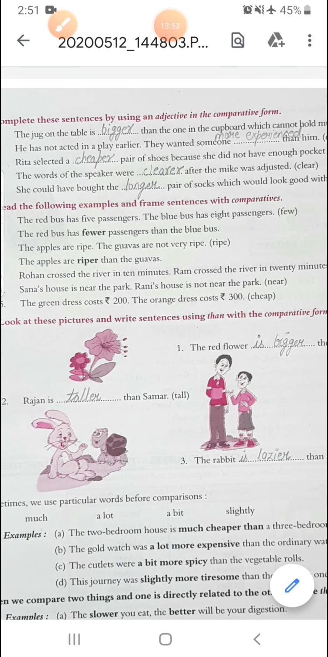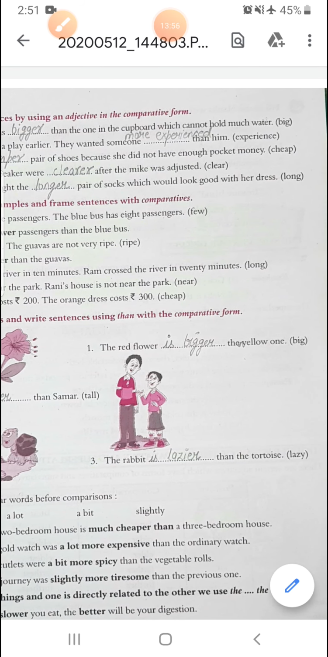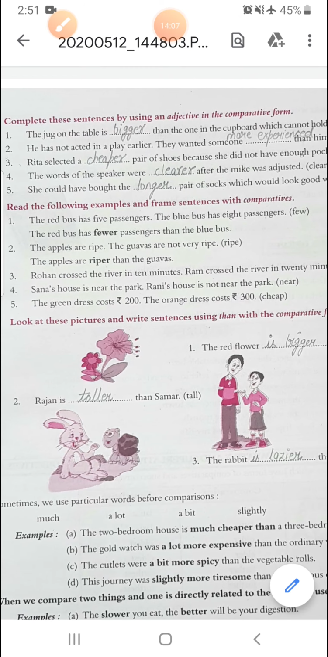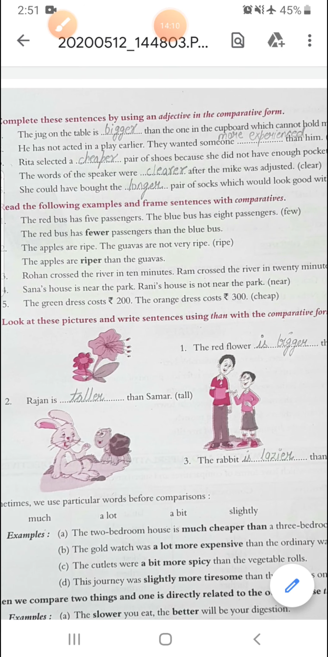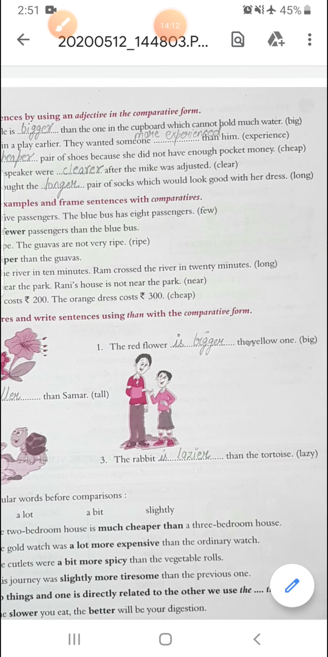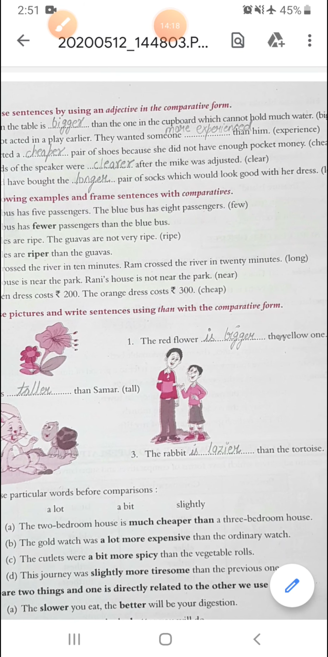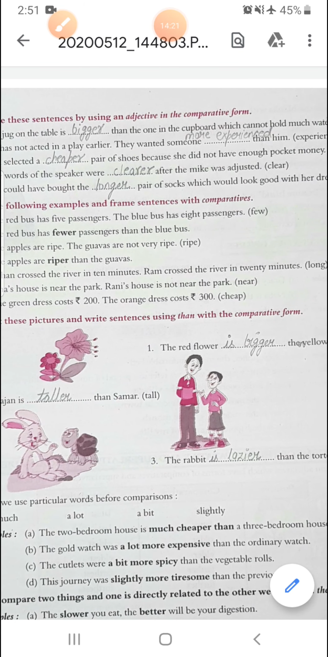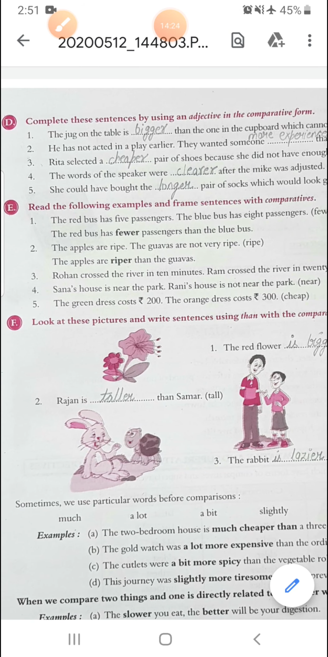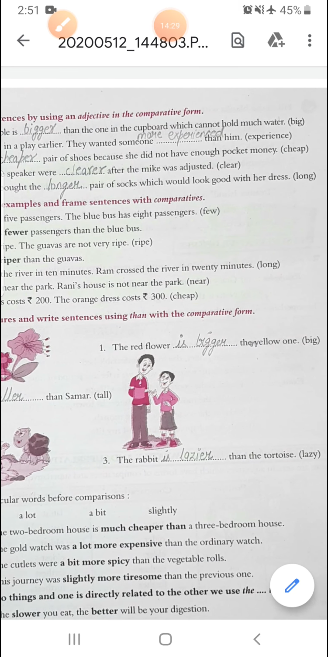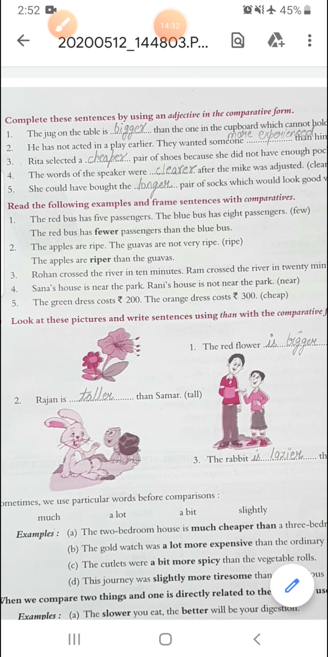Second is, he has not acted in a play earlier. They wanted someone dash than him. Experience becomes experiencer? No. It becomes more experienced than him. Alright. Then the third one is, Rita selected a pair of shoes because she did not have enough pocket money. So cheap becomes cheaper. Alright. Fourth is, the words of the speaker were dash after the mic was adjusted. Clear becomes clearer. Then fifth is, she could have bought the long dash pair of socks which could have looked good with her dress. Long becomes longer.